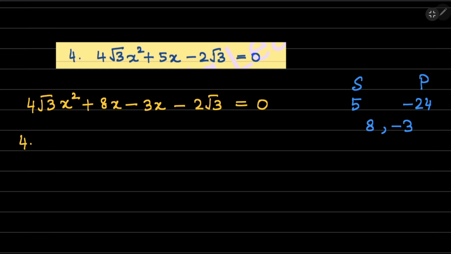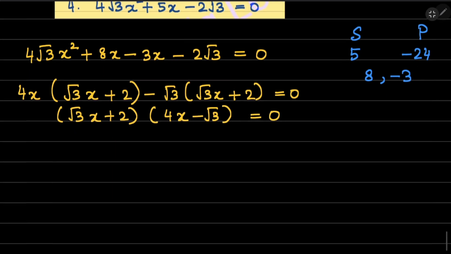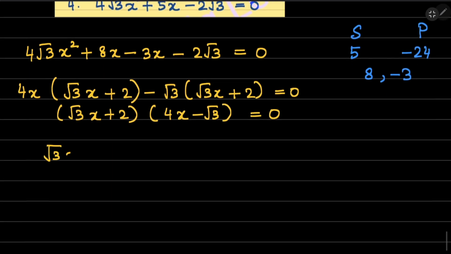Among the first two terms, you can take 4x common out. What is left is root 3x plus 2. Again, among the next two terms, you can take minus root 3 common out. What is left is again root 3x plus 2 equal to 0. So you have root 3x plus 2 as one term. The other term is 4x minus root 3. So these are the two factors. Either root 3x plus 2 equal to 0 or the other possibility is 4x minus root 3 equal to 0.